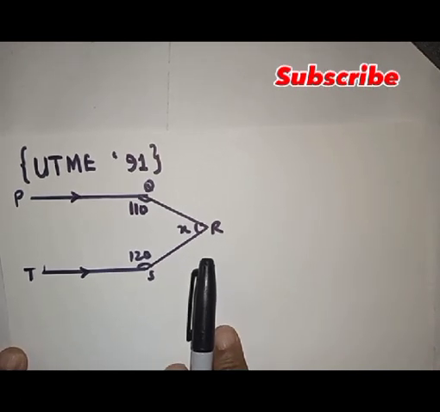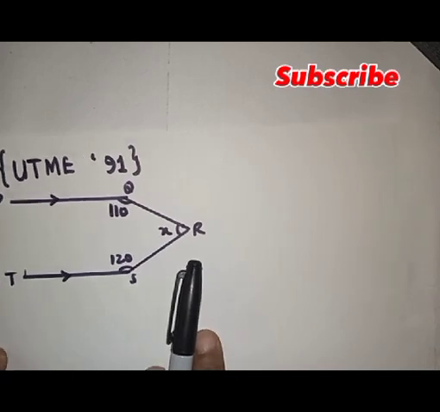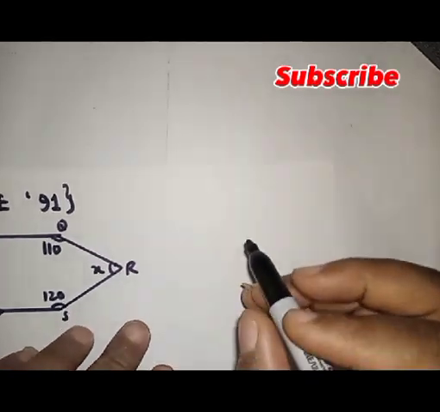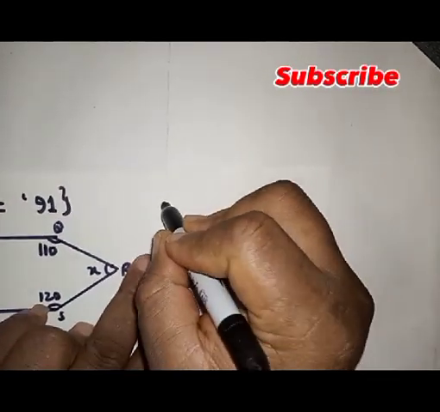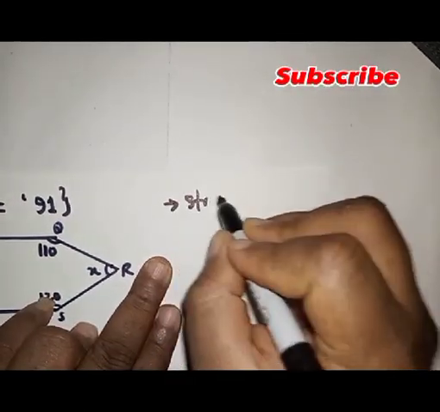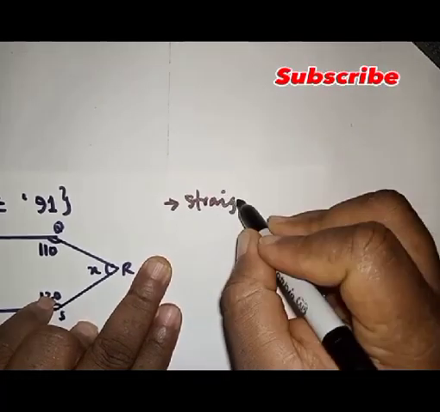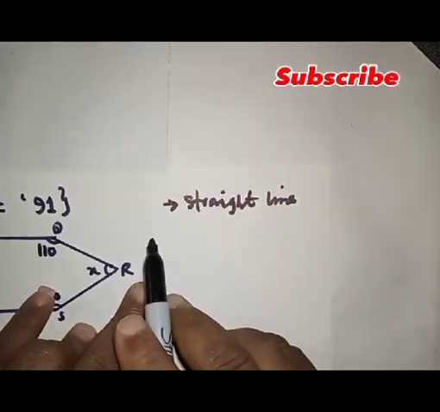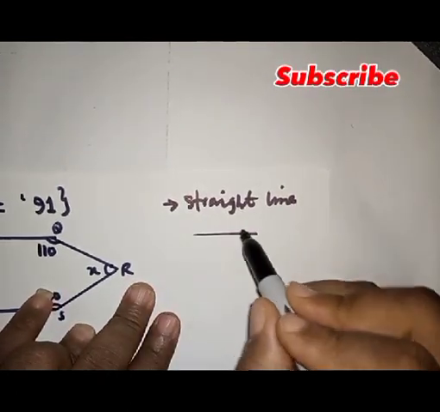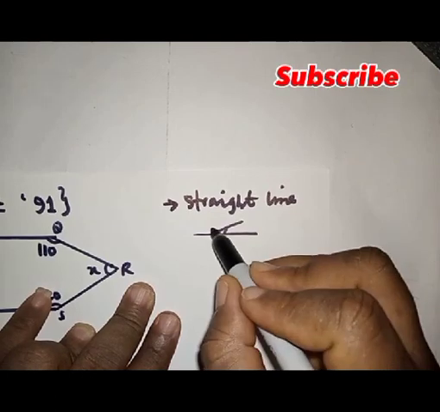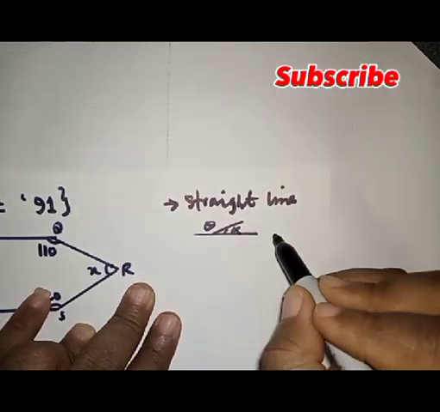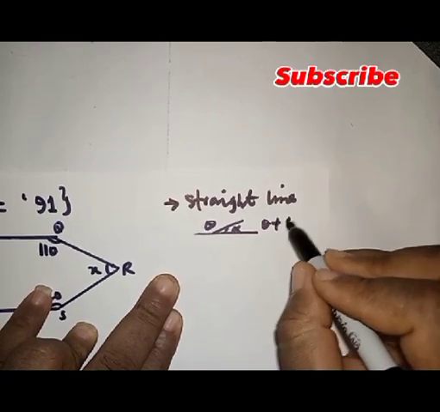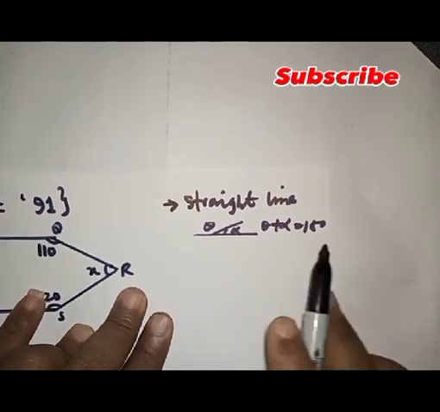Before you solve this question, there are three things you have to understand. First of all, under line geometry, the first one is called straight line. For a straight line, the sum of angles on the straight line, if here is theta, here is alpha, is equal to 180 degrees. You have to know this first.